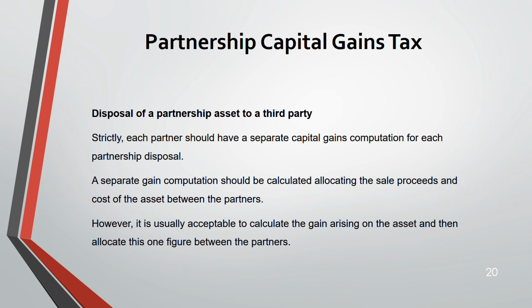Either allocate sale proceeds and cost among the partners and calculate the gain of each, or calculate one gain: deduct the cost from the sale proceeds, get one gain. That gain you allocate among the partners based on the profit sharing ratio.